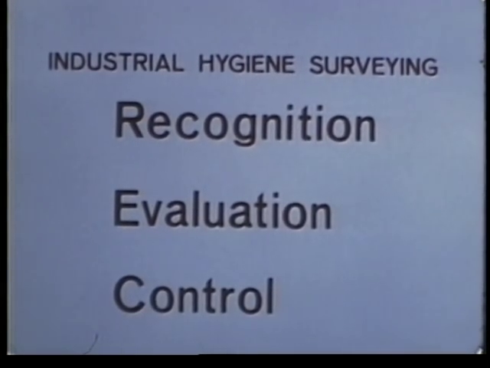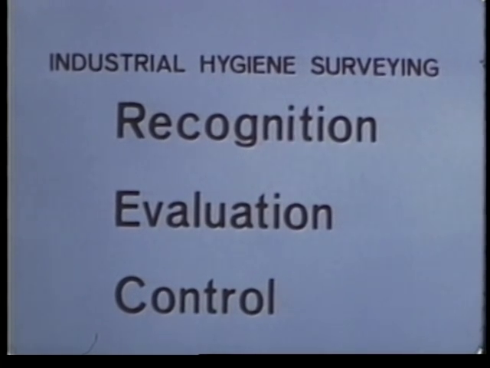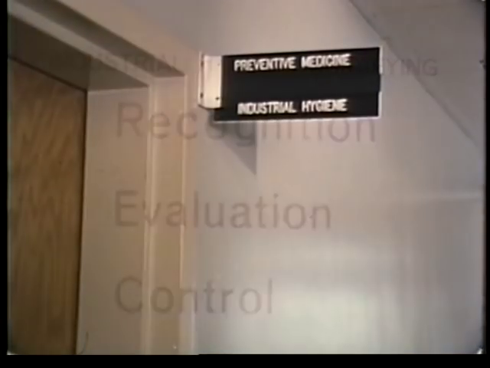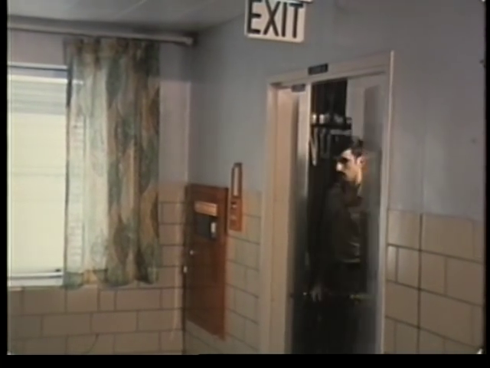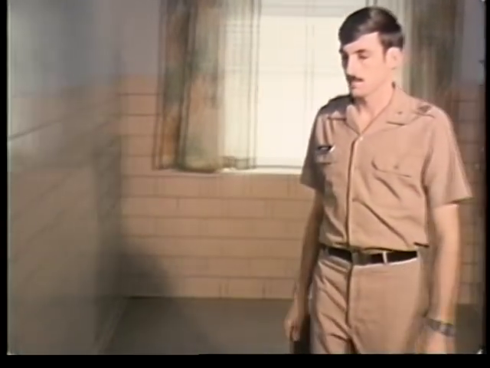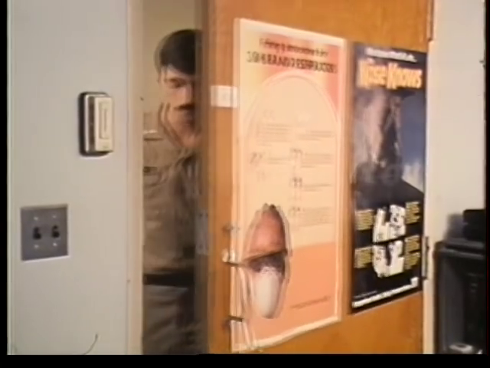The techniques of industrial hygiene surveying can be broken down into three phases: recognition, evaluation, and control. These two films are primarily concerned with the recognition and evaluation phases. The recognition phase begins in your own office, even before you've arrived at the inspection site.